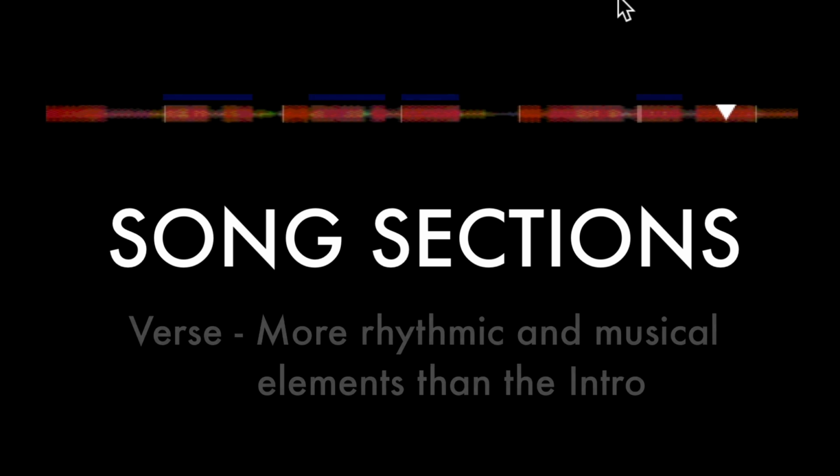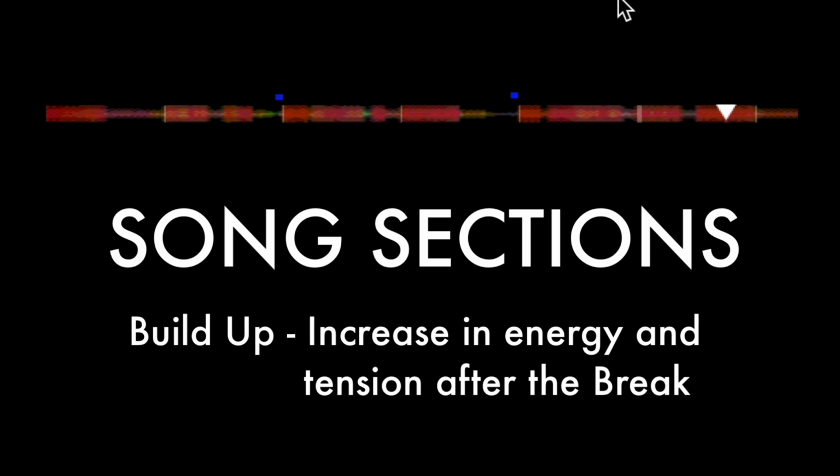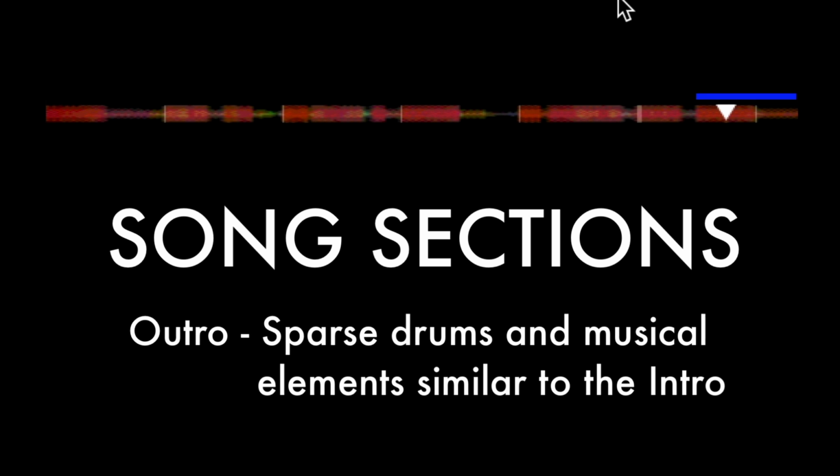There's a breakdown, which is where the drums disappear and it gets a bit quiet. A build-up, which has an increase in energy and tension. And then a drop, which usually has big drums and the most recognizable part of the tune. Finally, the ending usually consists of an outro, which is also sparse like the intro.